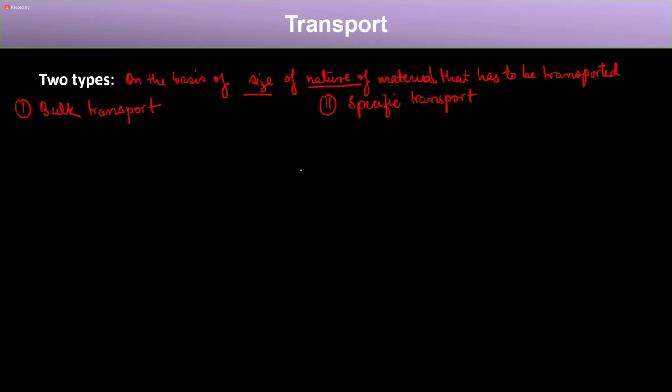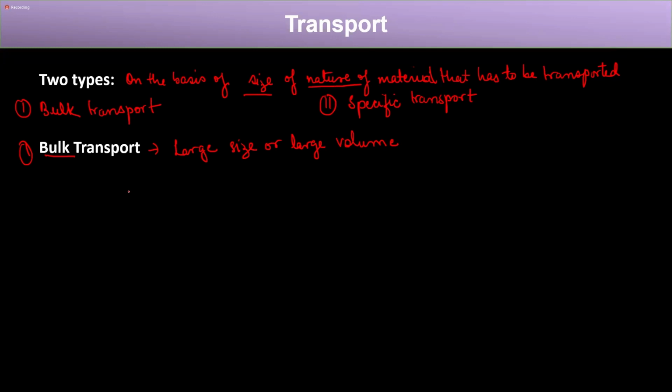Now we will see what bulk transport means. The first type is bulk transport. As the name suggests, bulk means a large amount, or you can say of large size or large volume.